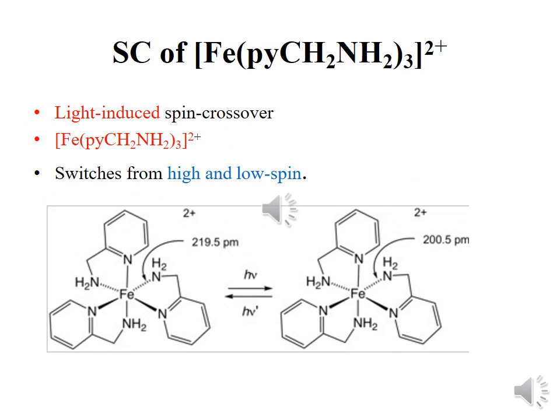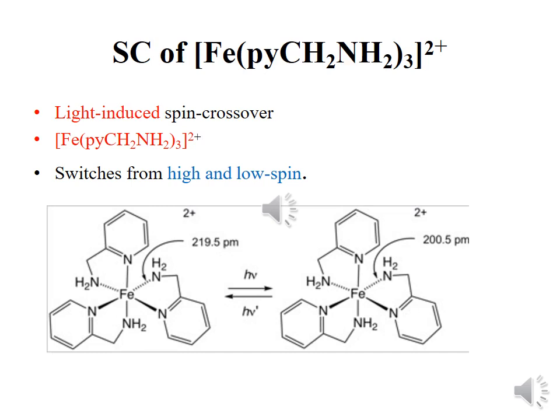In this slide, we study the phenomenon of spin crossover of iron complexes. This complex is the example of light induced spin crossover. In light induced spin crossover, we use light to change the spin state of complexes from high spin complexes to low spin complexes, or low spin complexes to high spin complexes.